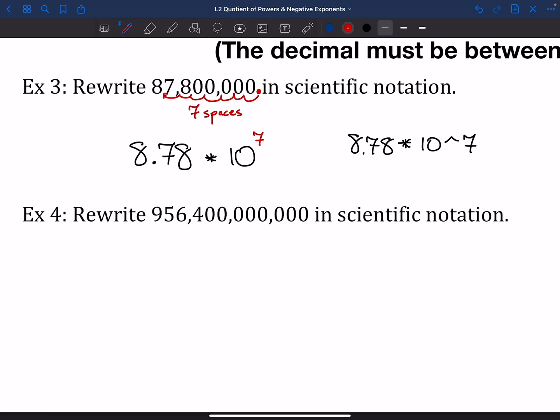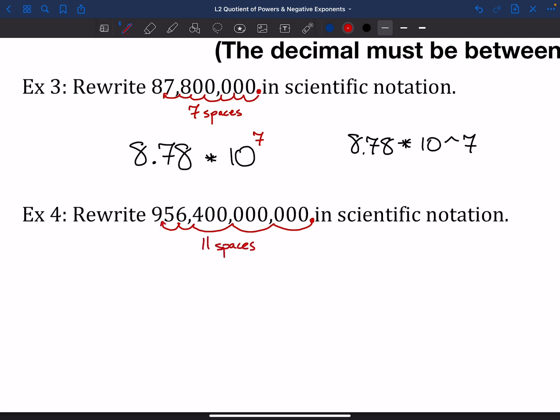So again, first things first, I want to move my decimal point until it turns this into a number between 0 and 10. So, we can jump a little bit. So that's 3 spaces, 6 spaces, 9 spaces. Oops. I didn't think it would do that to me. So 3, 6, 9, 10, 11 spaces.